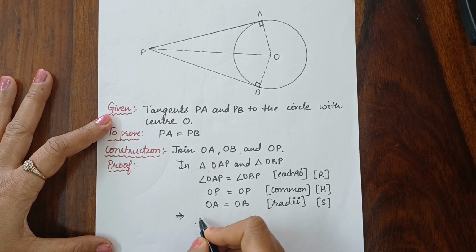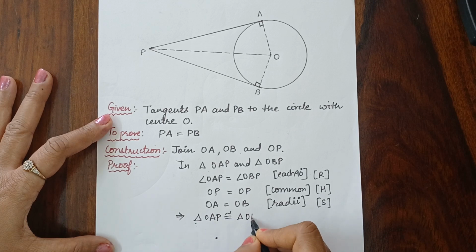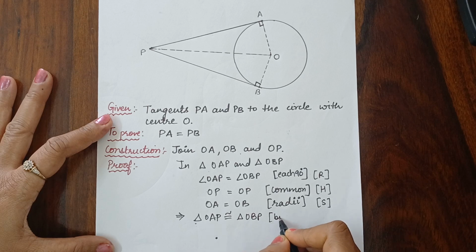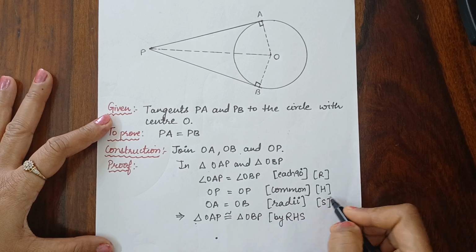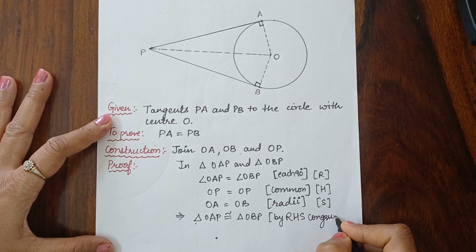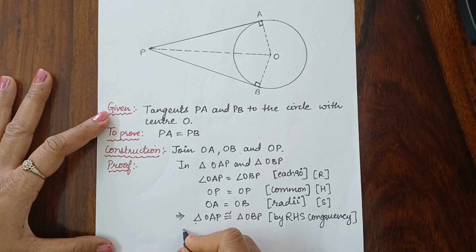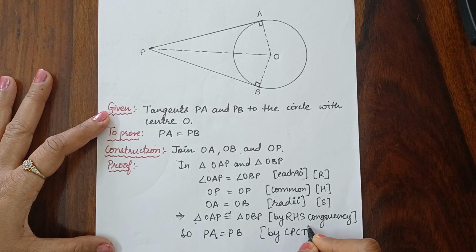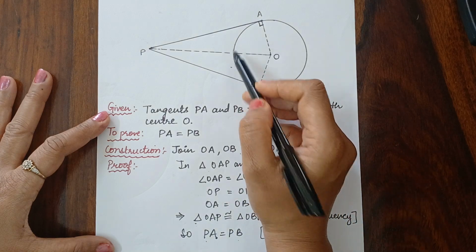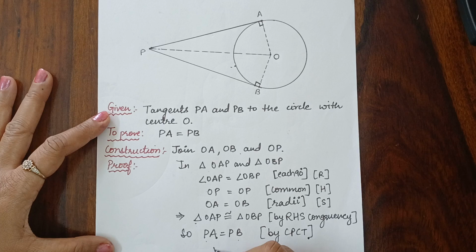So this implies triangle OAP is congruent to triangle OBP by RHS congruency. Now if the two triangles are congruent, their corresponding parts will be equal. So PA is equal to PB by CPCT. CPCT stands for corresponding parts of congruent triangles are equal. So these two are corresponding parts of these two congruent triangles, so they will be equal. Hence proved.